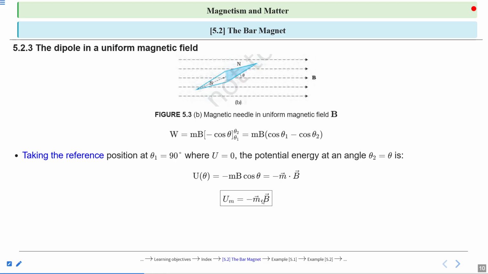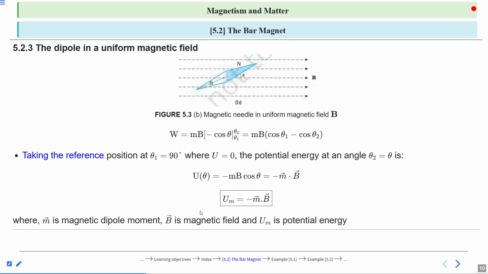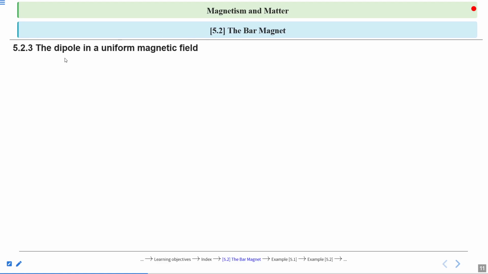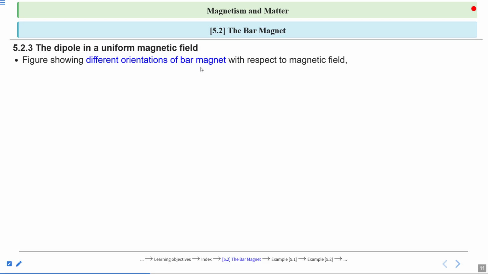So magnetic potential energy will be equal to minus m dot B, where m is the magnetic dipole moment, B is the magnetic field, and U is the potential energy. The dipole in a uniform magnetic field. The figure shows different orientations of a bar magnet with respect to the magnetic field.